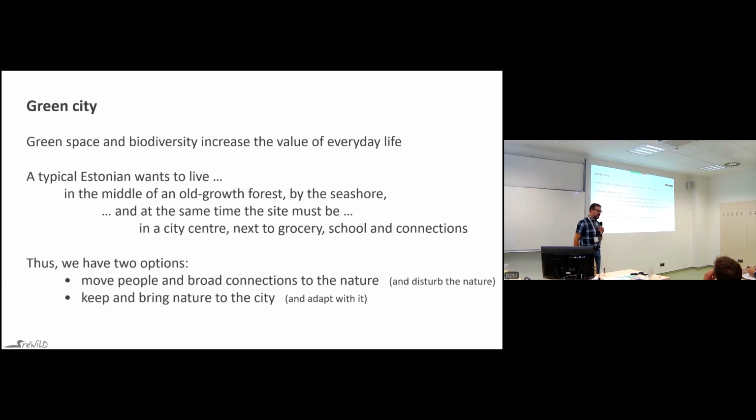And thus, we have two options: to move people and homes to the nature and build wide roads, but this can disturb the nature and ecological balance, or to keep and bring the nature to the city. And this demands that the people must adapt to the nature. And also we must keep in mind that sometimes wildlife can cause damages or threats to human life and economy.